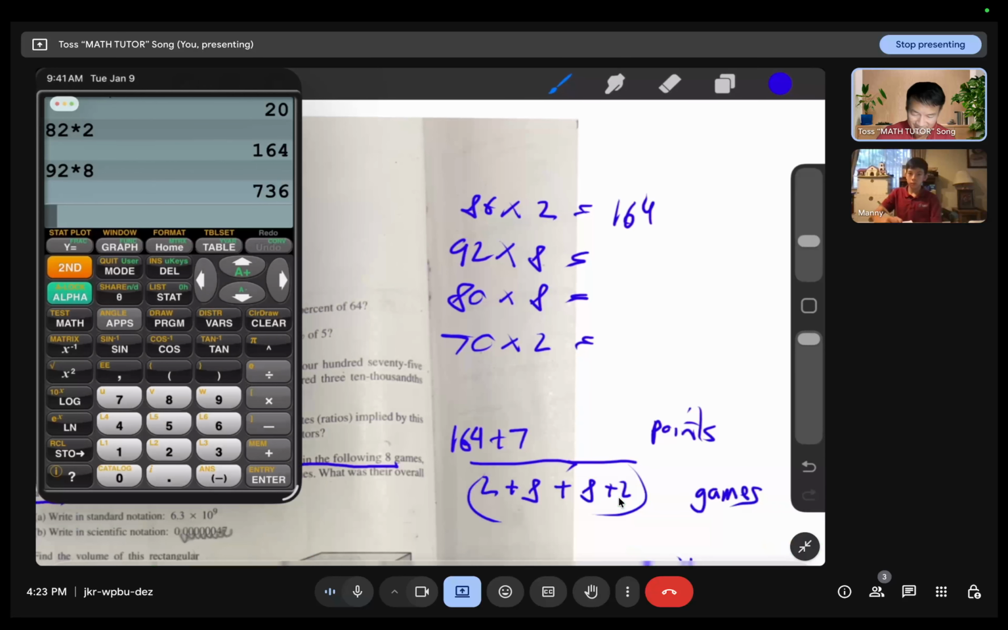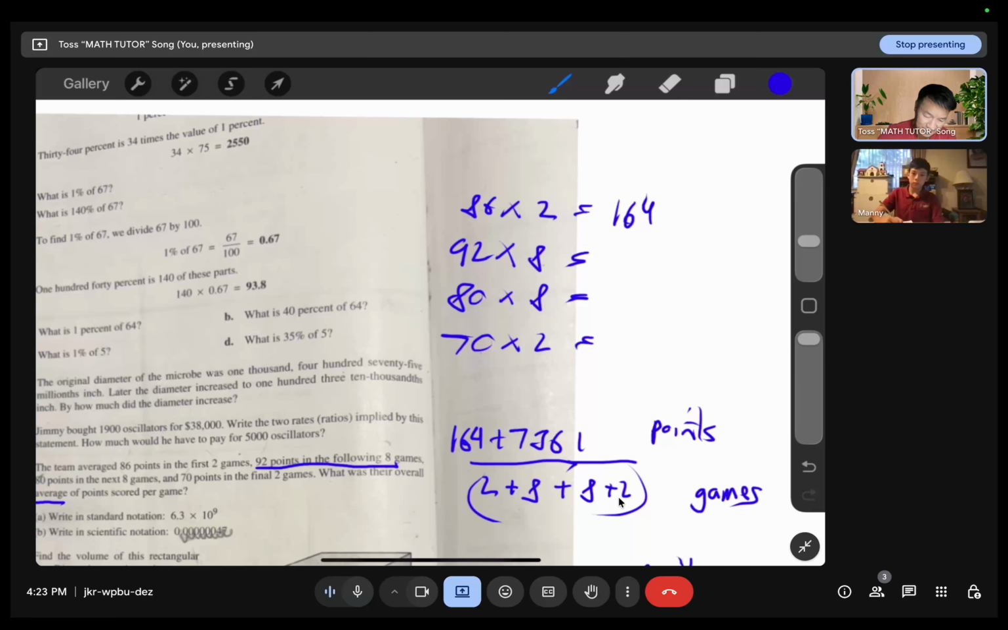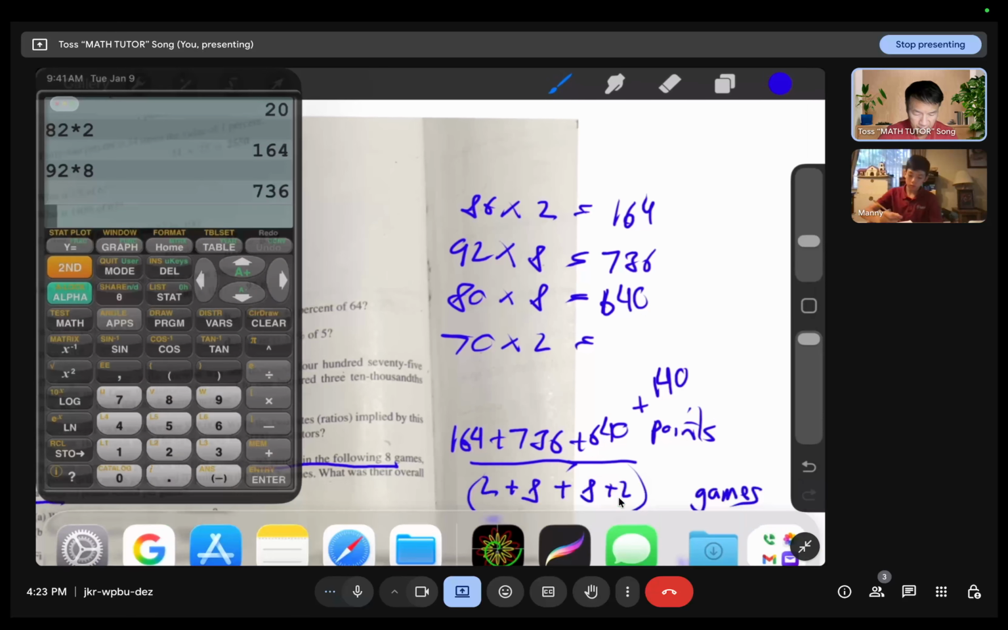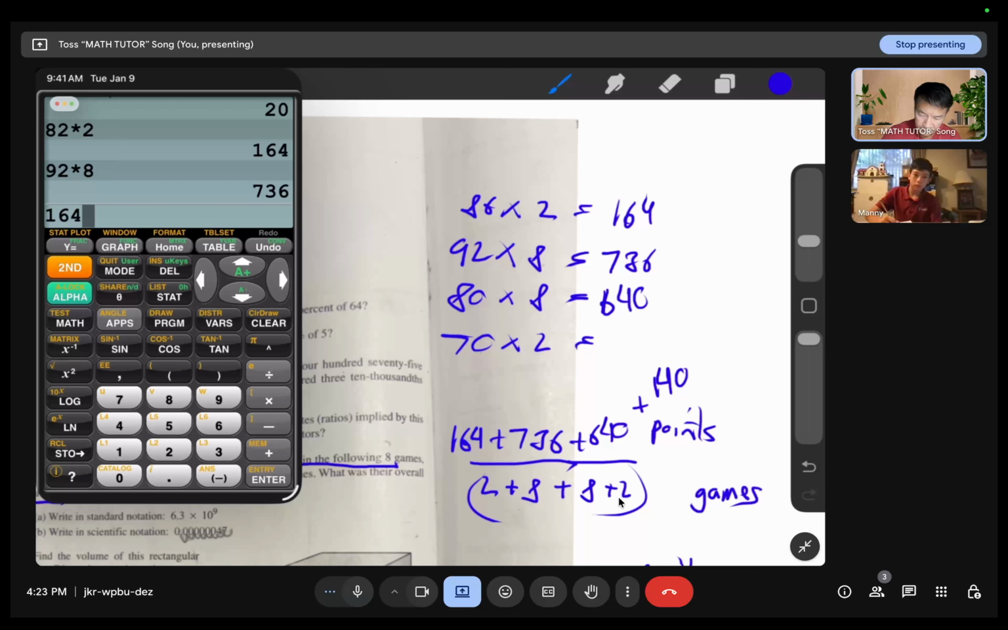So that's 736, I think. 736. Plus 640, and then the last one plus 140. Is that okay? That's it, and then just do the math. I'll even use the calculator and see what it looks like. So we're gonna get 164 plus 736 plus 640 plus 140.